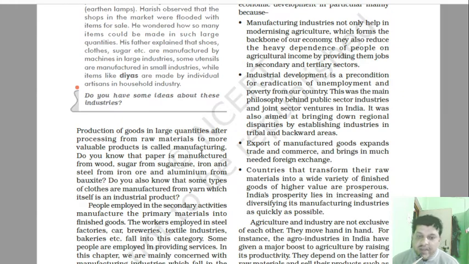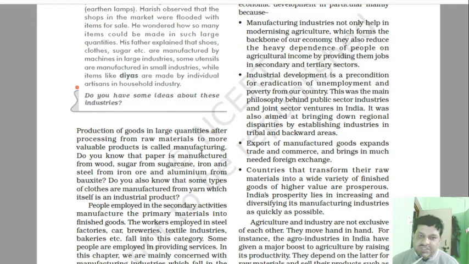So India's prosperity lies in increasing and diversifying its manufacturing industries as quickly as possible. If India needs to make development at rapid speed, India also needs to establish more industries of diverse types in different parts of the country. So as a whole, we come to know about four importance of the manufacturing industry.